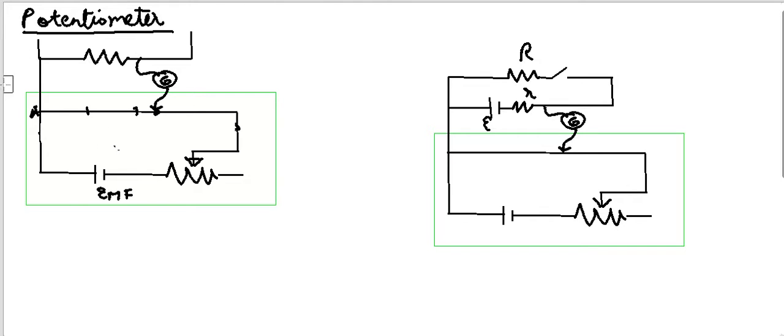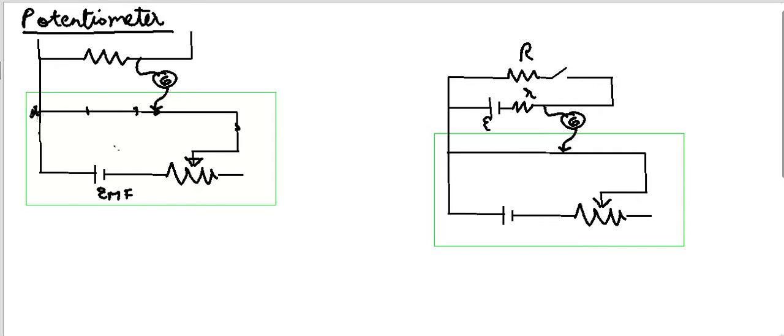In today's video we will discuss some other instruments. We'll start with the potentiometer. Here is the basic construction of a potentiometer inside the green box. It has a driving battery. It has a rheostat, which is nothing but a resistance that can be varied, and it has a long wire across which the potential drops continuously.